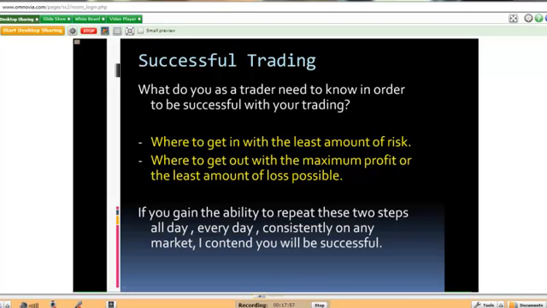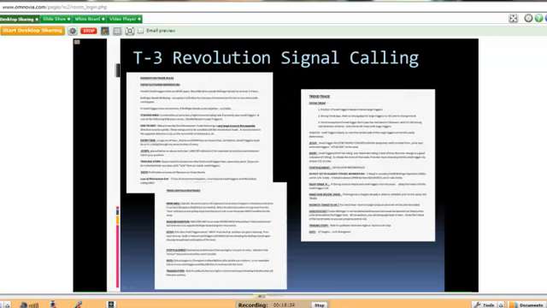So when you're looking to be a successful trader, there are two key principles that I think you have to have. You have to know exactly where to get in with the least amount of risk. And you also have to know where to get out with the maximum reward or profit. Or if you're going to lose, you have to know how to lose the least amount possible. And really, the ability to do these two things consistently day in and day out is what separates successful traders from non-successful traders.